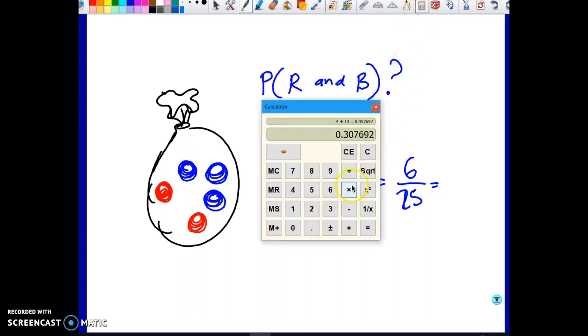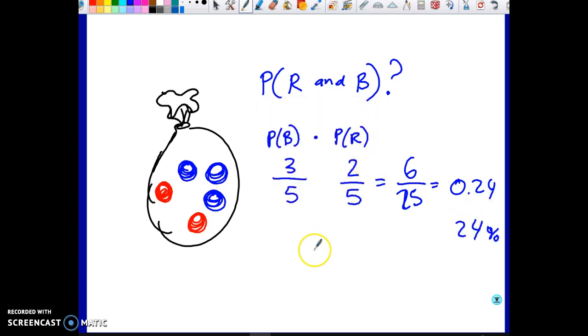I'd have to use a calculator quick. I just don't want to do the long division. Getting lazy. 0.24 or 24%. So provided I put the marbles back in, it's independent, right? It's an independent event because I just multiply the probability of them happening.